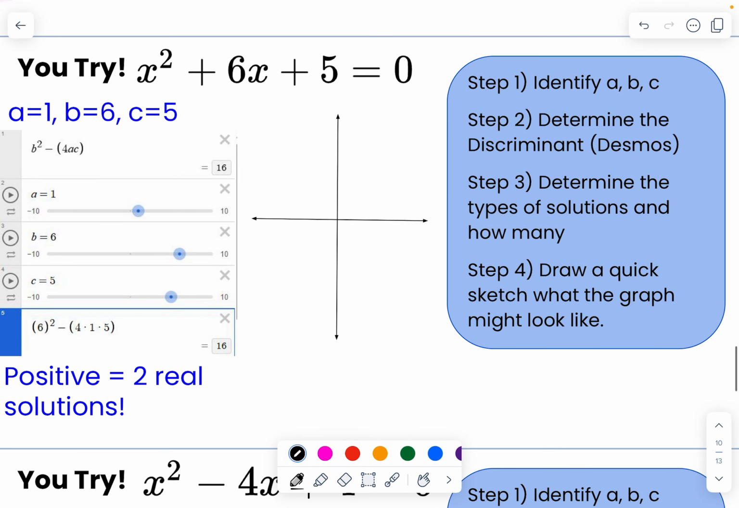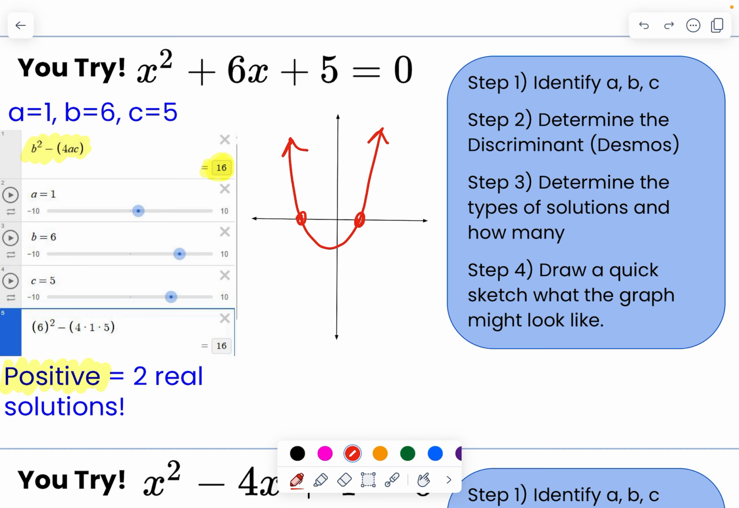All right. Did you say A was 1, B was 6, and C was 5? Of course you did, because you're awesome. When you found the discriminant, when you plugged it in, did you get 16? B squared minus 4ac was 16. Of course you did. And since this is positive, that means we're going to have 2 real solutions, which means your graph could have looked like this, where there's 2 solutions. Or it could have been negative as well, right? It could have been something like this. Either or works fine. Amazing.